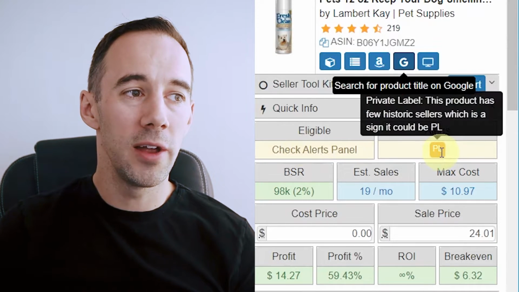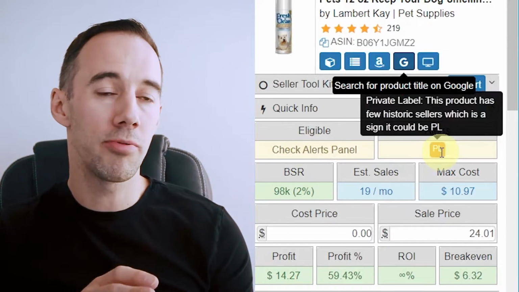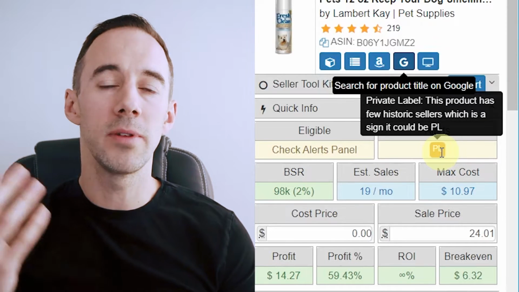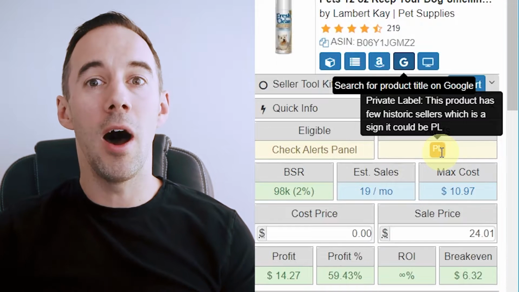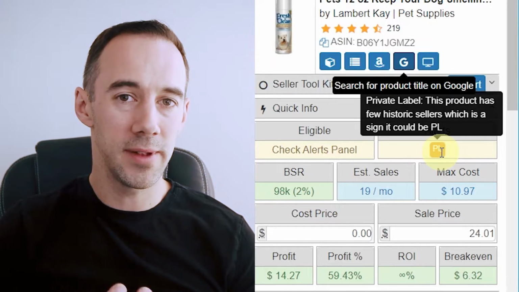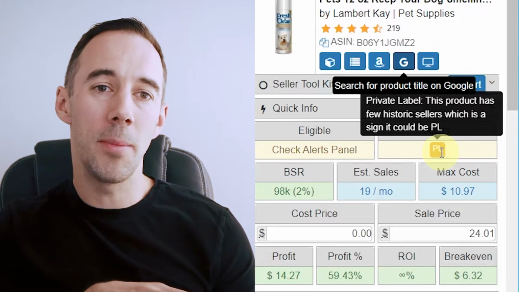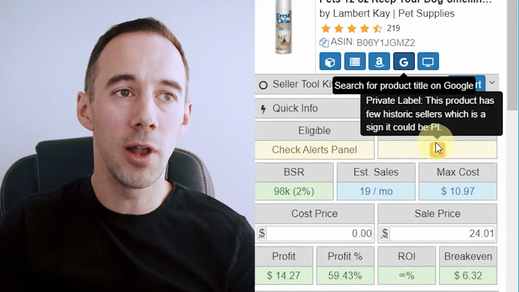Now, number two, you've got the alert. So right here, this is showing this could be a private label product because it has few historical sellers. And you will see this sometimes, and you've got to do your analysis, looking at whether other sellers are selling it. Were there lots of other sellers selling it in the past? Is that an option? This is going to help you understand.